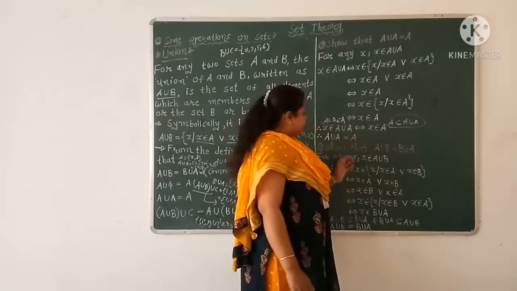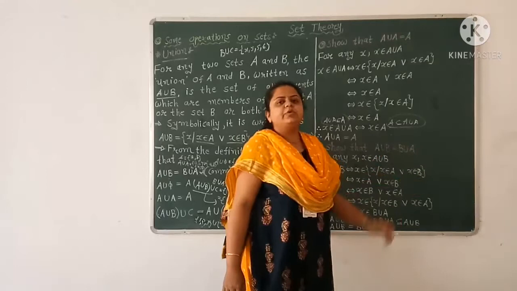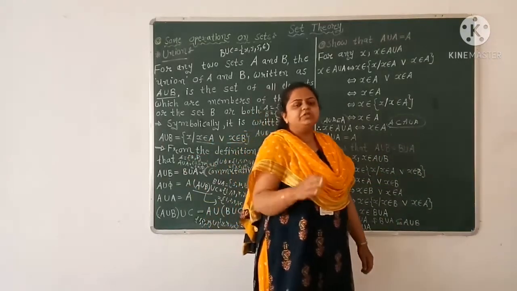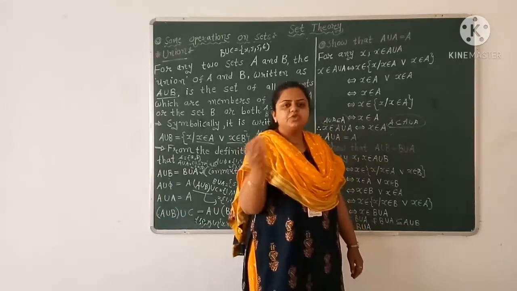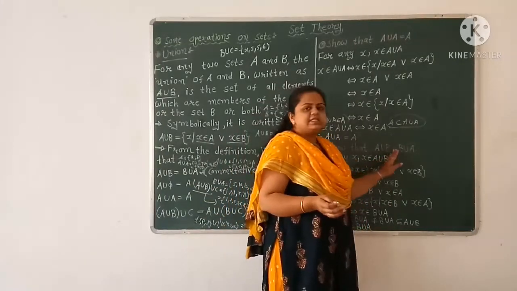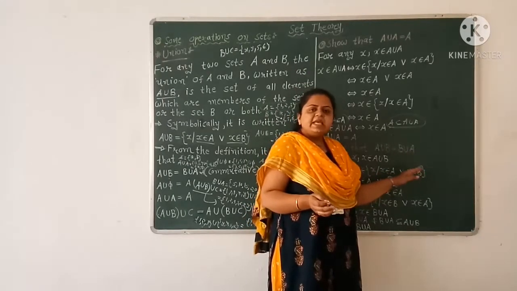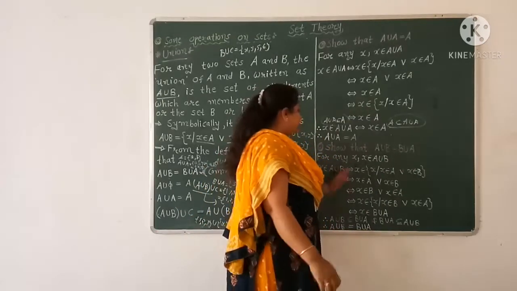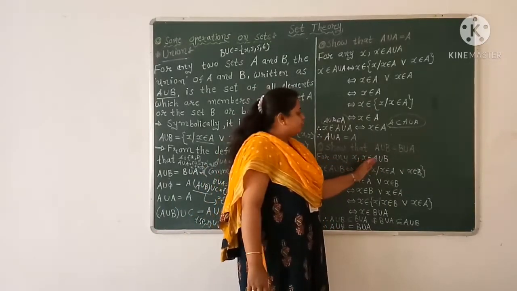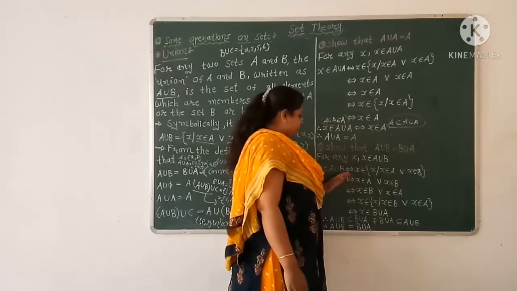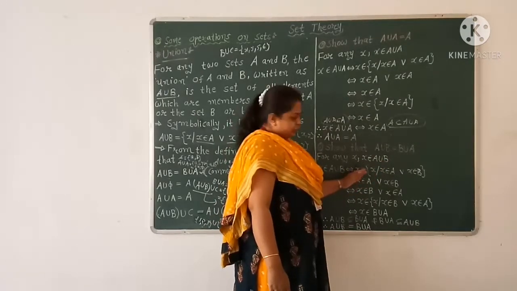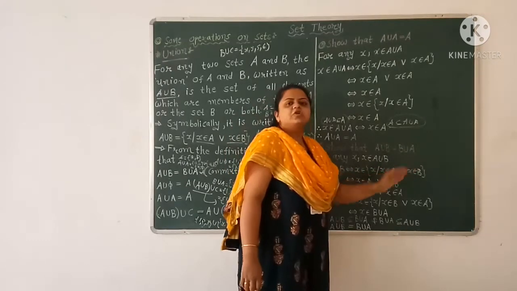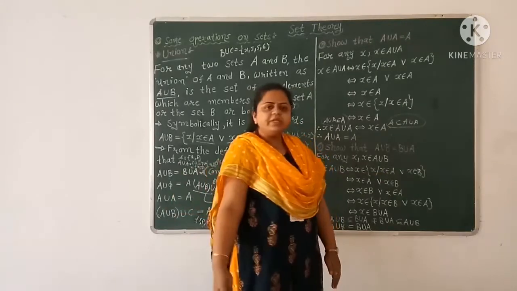Now next, show that A union B is equal to B union A. To prove that A union B is equal to B union A, we have to show that A union B is a subset of B union A and B union A is a subset of A union B. Now, for any x belongs to A union B implies x belongs to the set of x where x belongs to A or x belongs to B by the definition of union.